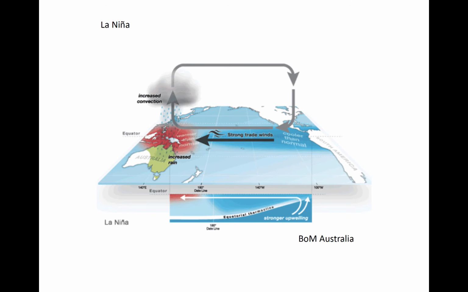During La Niña, this pattern is amplified. More rain occurs than normal over the maritime continent, low-level easterlies are stronger across the Pacific, and the upwelling in the East Pacific is enhanced, while the thermocline is located closer to the surface there.